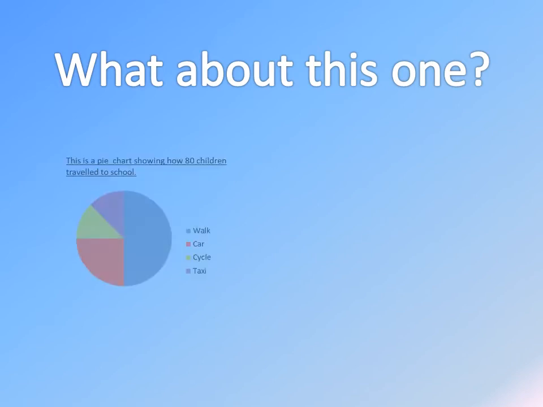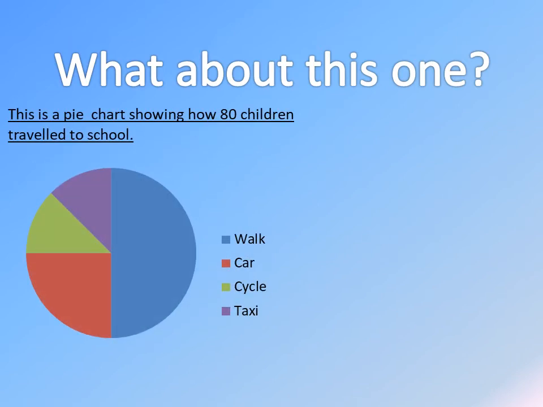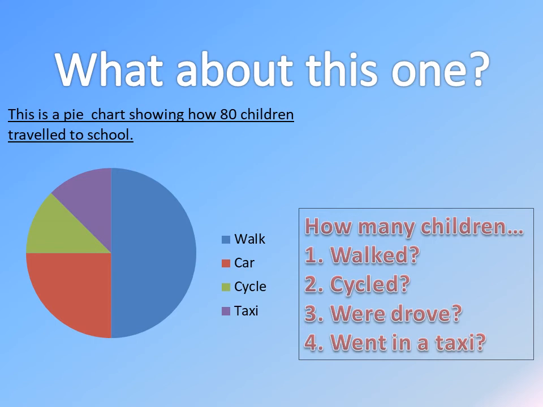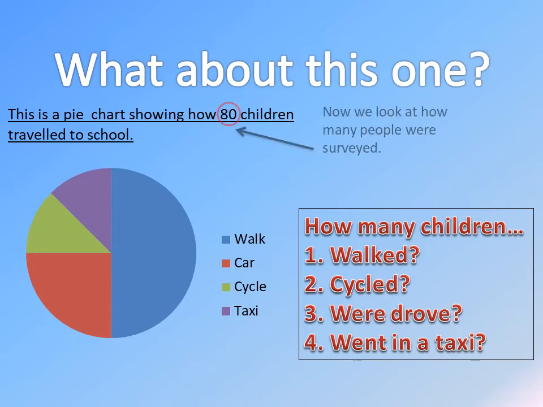What about this one? We have a pie chart showing how 80 children travel to school. Here we have walk, car, cycle, and taxi. The question is, how many students walk, cycled, drove, and went in a taxi? Here it's very easy for us to find that 50% of the students walk and 25% of the students go by car. But we need to look at how many people were surveyed. Here 80, so 50% or half of 80 will be equal to 40. So 40 children walked.